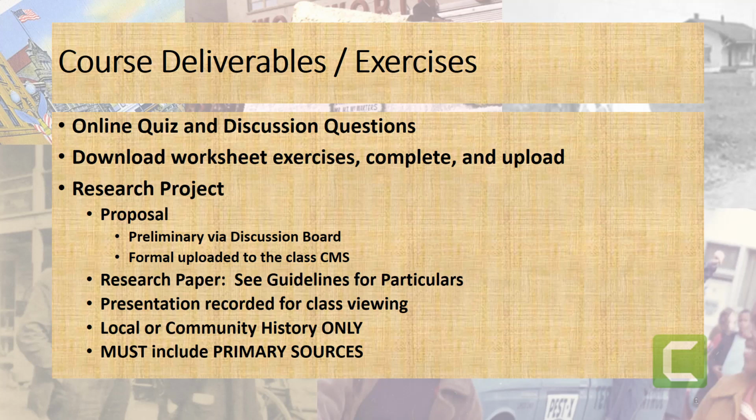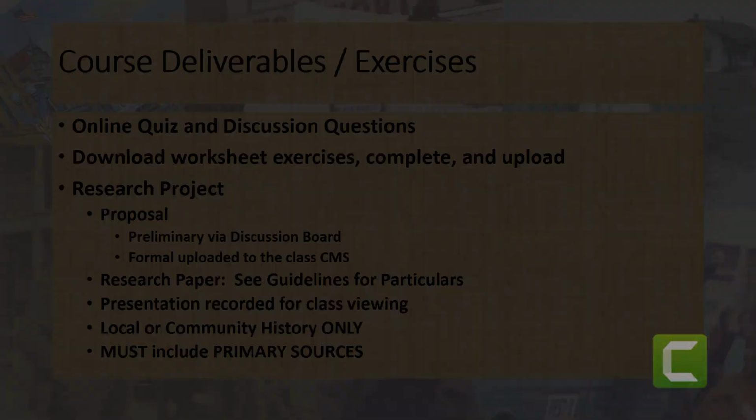You must still provide a research paper to back up your digital product, and you must still make a recorded presentation about your work for the class. You should consult me about this particular kind of publicly available project. Now, there are two caveats. Your project must be on local or community history as defined in this class, and it must include primary sources.